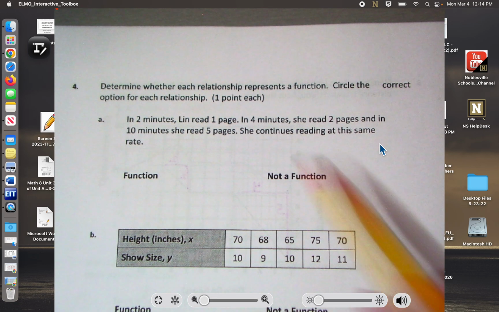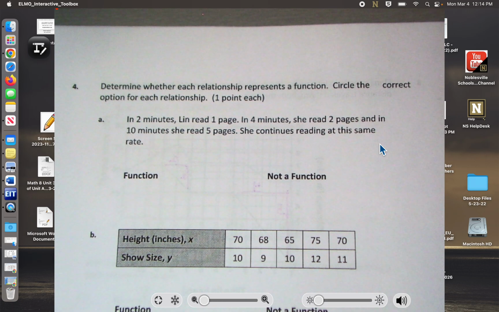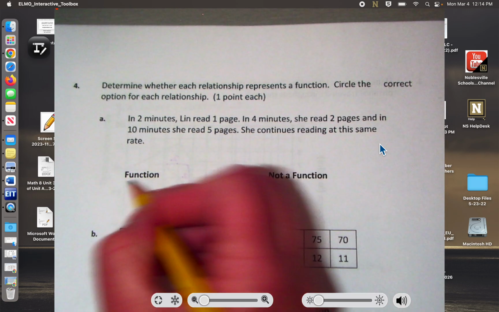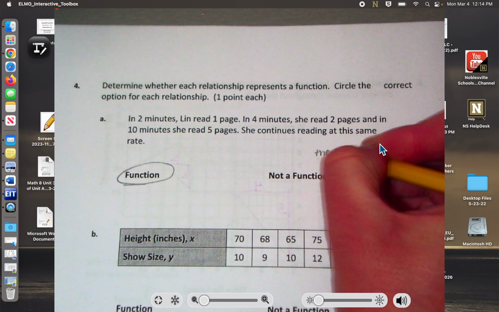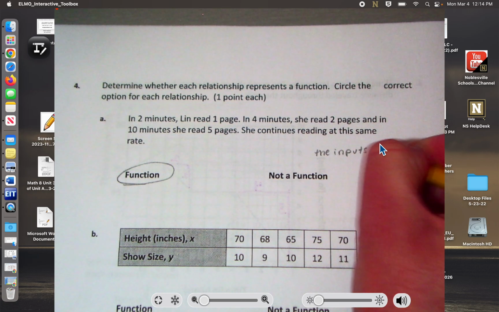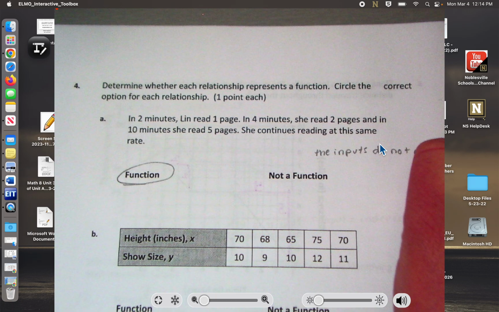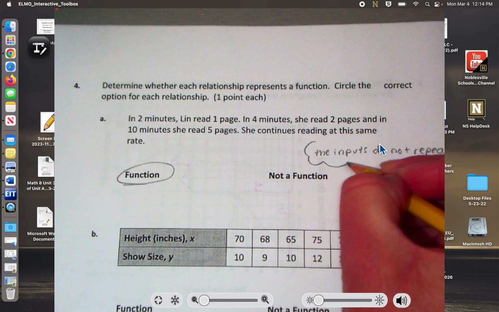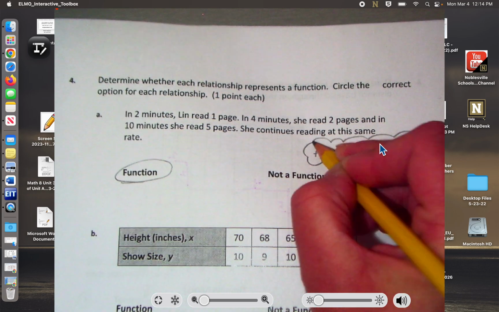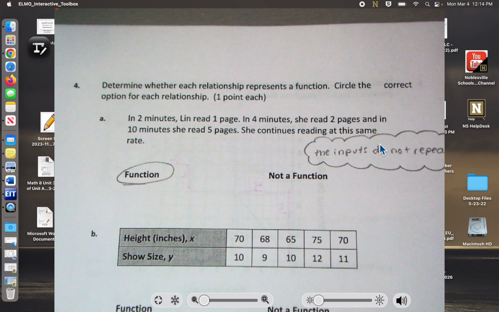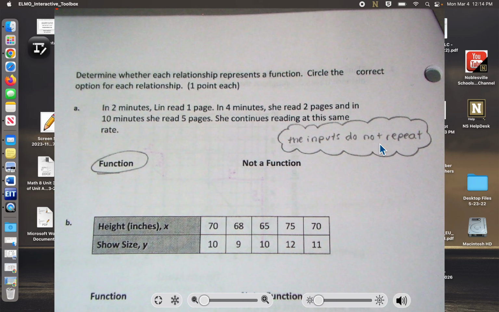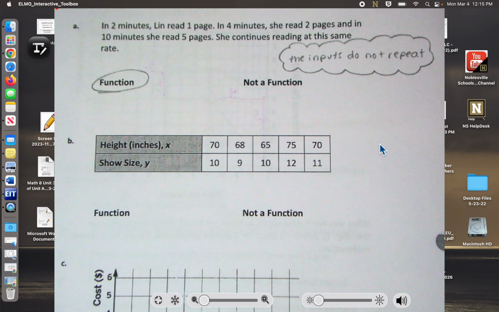Okay, so for A, in 2 minutes, Lynn read 1 page. In 4 minutes, she read 2 pages. And in 10 minutes, she read 5 pages. She continues reading at the same rate. Function or not a function? Mason? It is a function. The inputs do not repeat. It does not say in 2 minutes she read 6 pages and in 2 minutes she read 10 pages. That would not make sense. Inputs do not repeat.